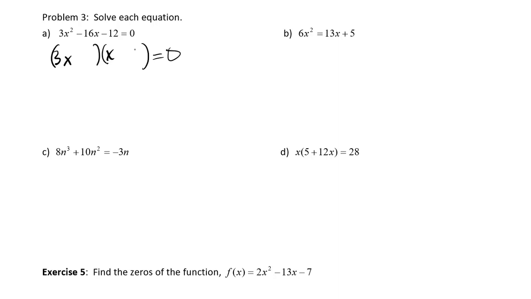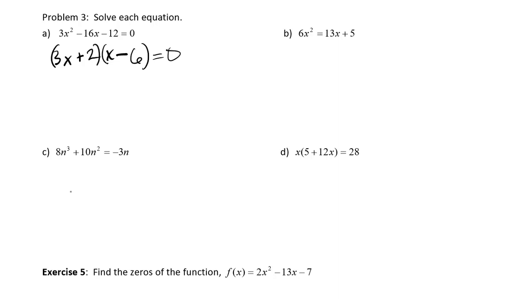So let's try 6 and 2. 3 times 6 is 18. 2 would give me 16 if it was subtracting. So let's do negative 18 and positive 2. That will give me a negative 16x. Ta-da!